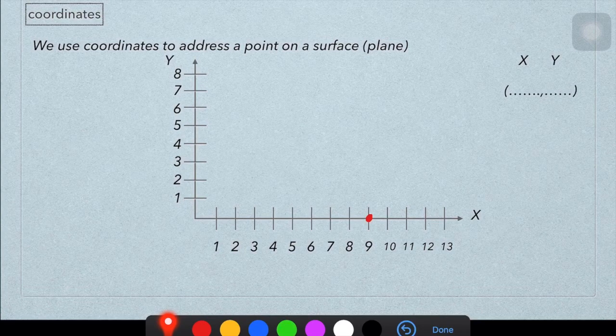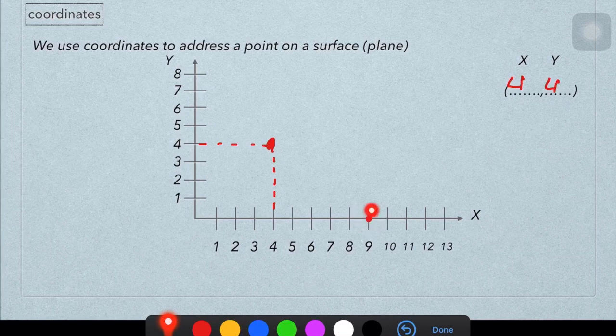What it means, as an example, if I want to show this plot, I could say that the x amount for it is 4, and the y amount for it is 4 also. So if I want to address this point, I will say x4, y4.